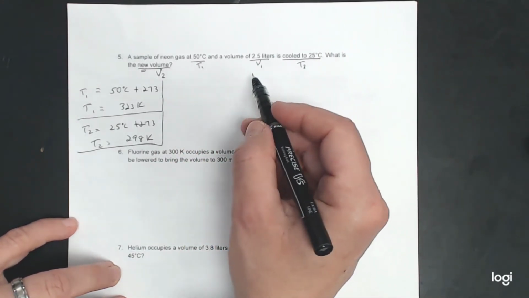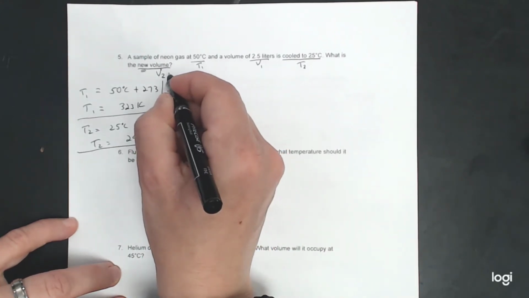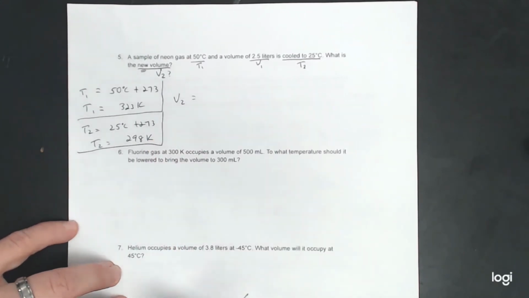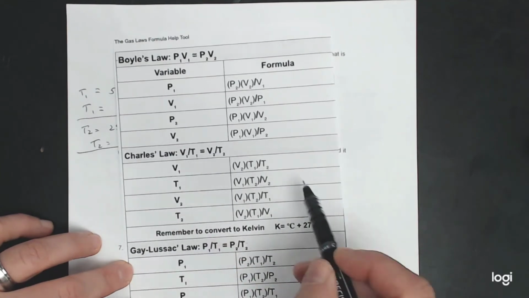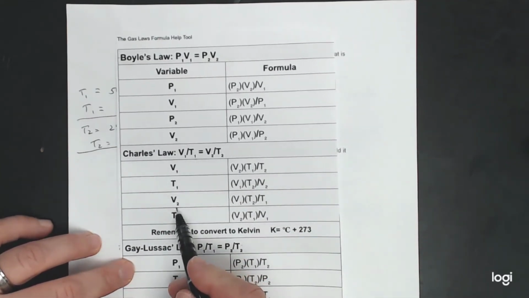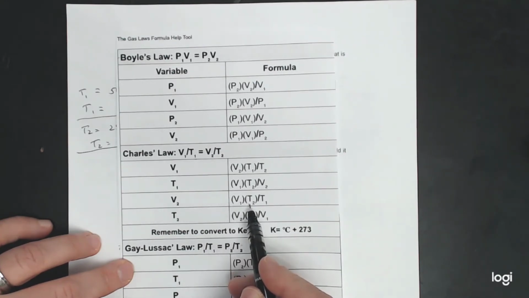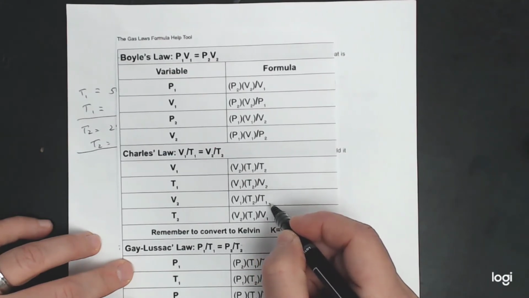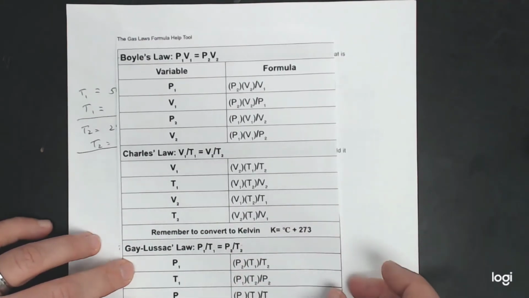Now, in terms of what I'm trying to find, I've got my V1 right here. What I do not have is my V2. So I know that's where I'm going to aim myself as I'm trying to figure out which formula to use. Again, using Charles' law right here, looking for the V2, which is right here, and I'm going to come over and use this formula. V1 multiplied by T2, got my slash right there, so I'm going to divide by T1.